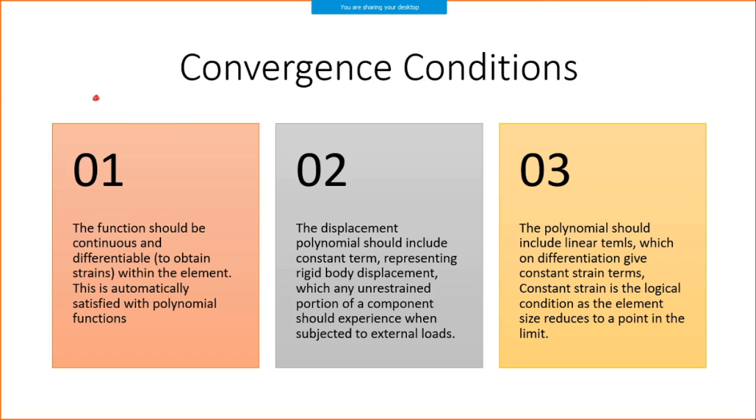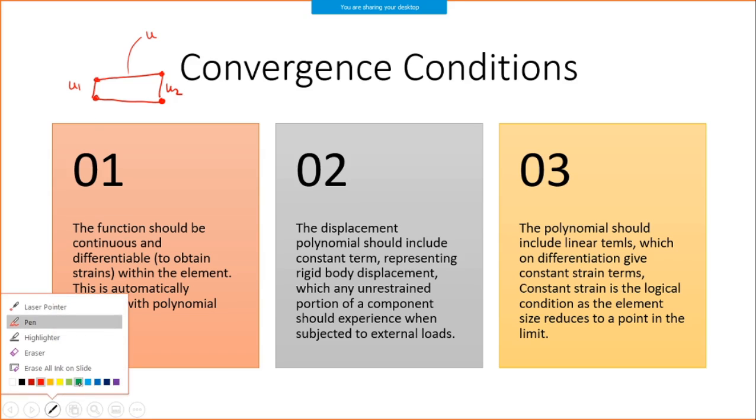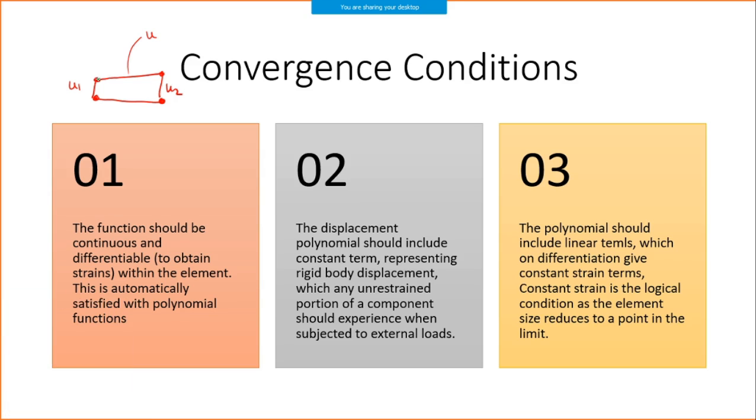If I consider one node here and another node here, and I have a u1 displacement here and u2 displacement here, these should be joined within a simple continuous variation. If my function is moving in this fashion, suddenly increasing and suddenly decreasing like this, this is what is called a discontinuous function.